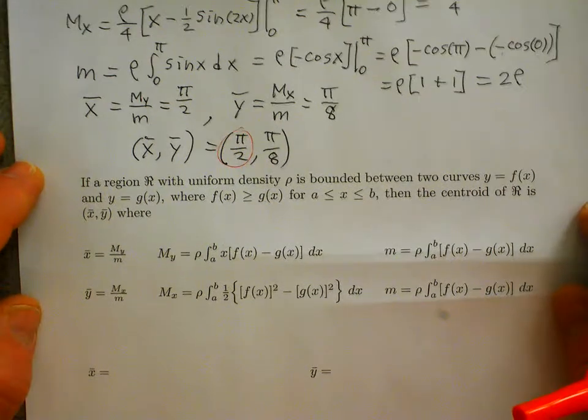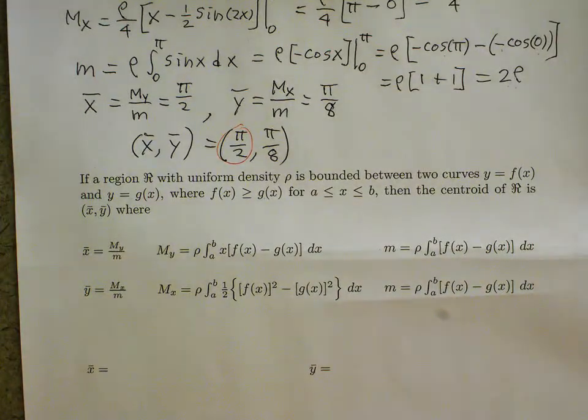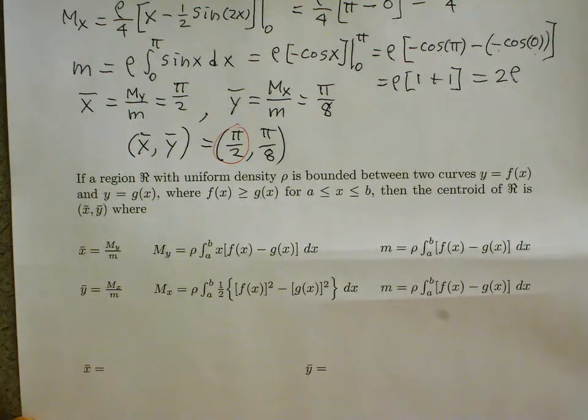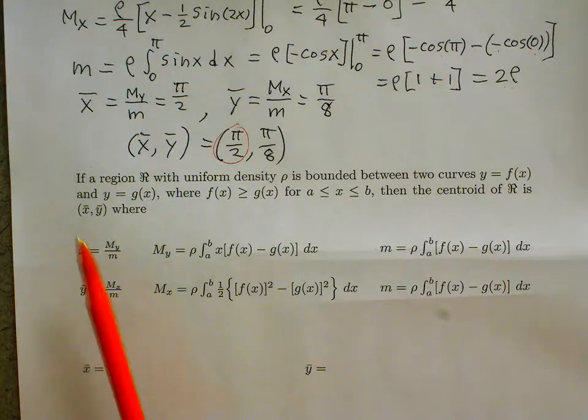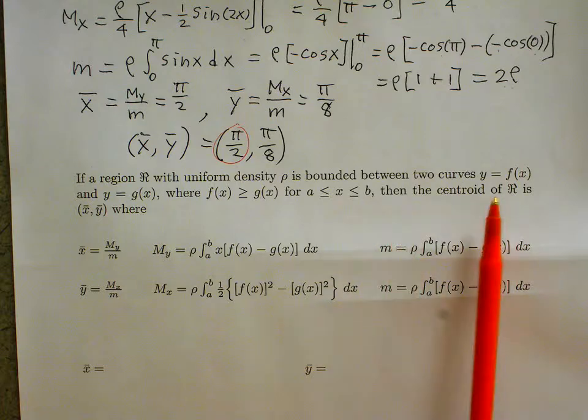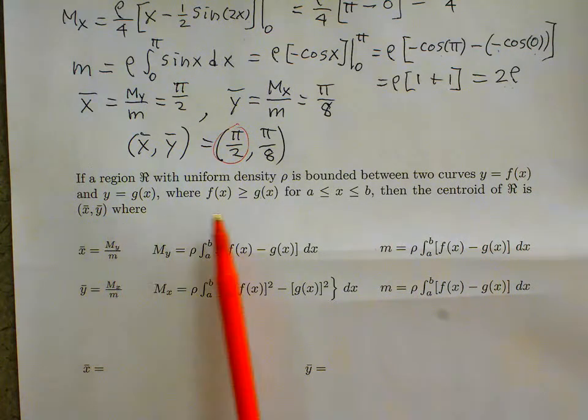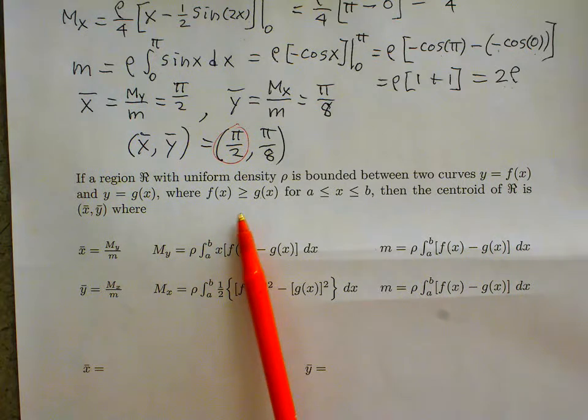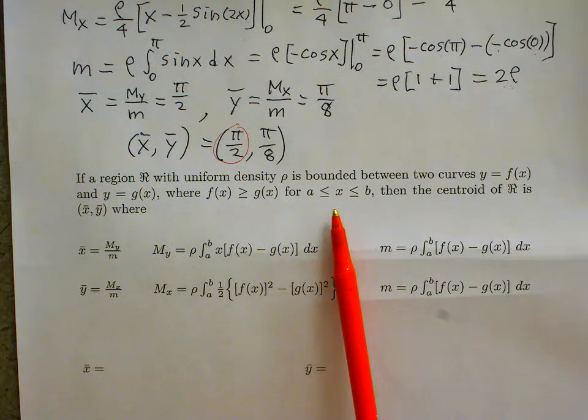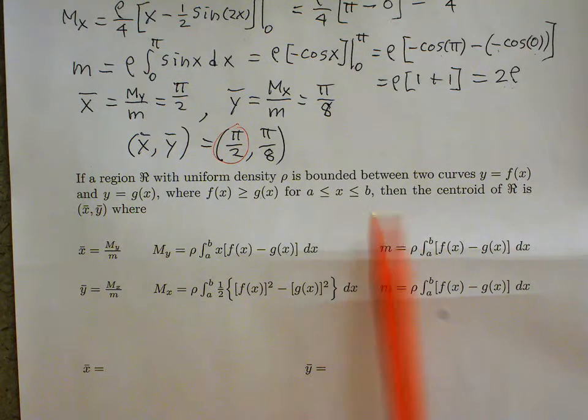Okay, the next part involves finding the centroid of a region that's bounded by 2 curves. So if a region R with uniform density rho is bounded between 2 curves, y equals f of x and y equals g of x, where f of x is greater than or equal to g of x for values of x between a and b, then the centroid of R is x bar, y bar.